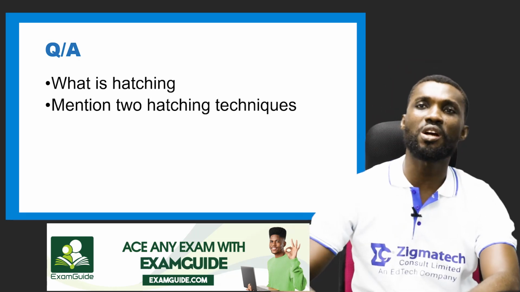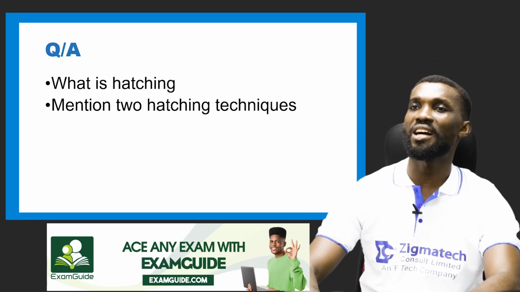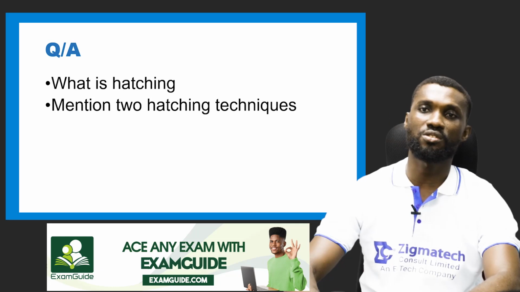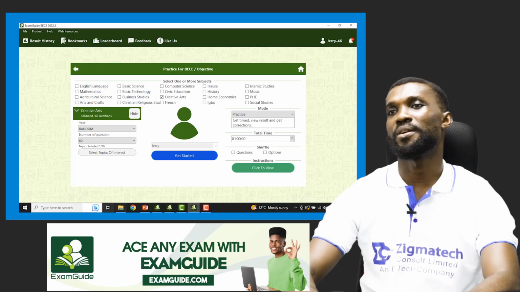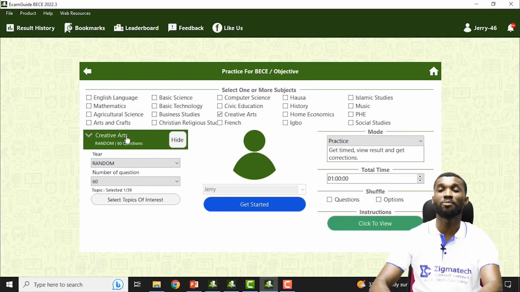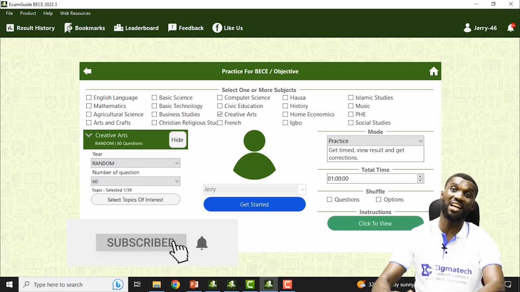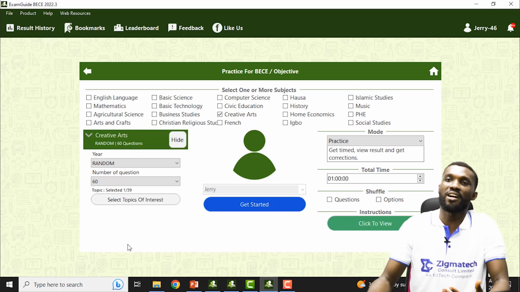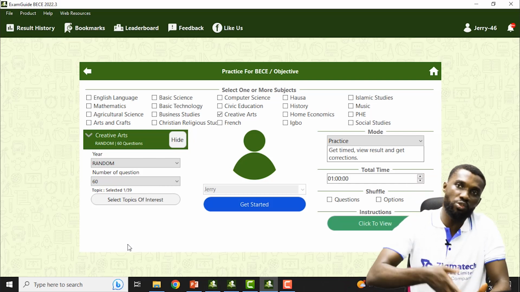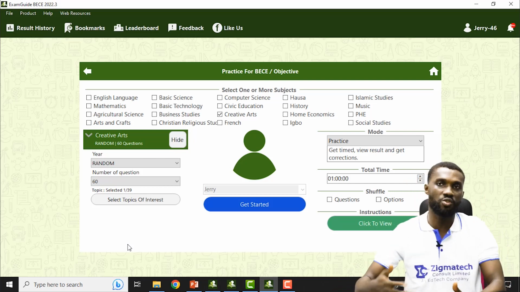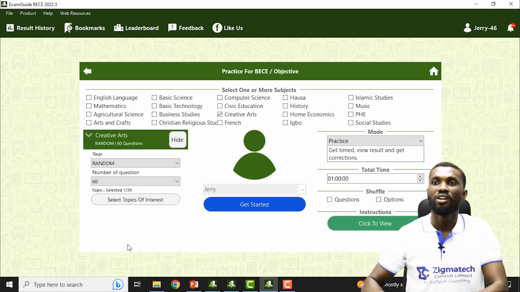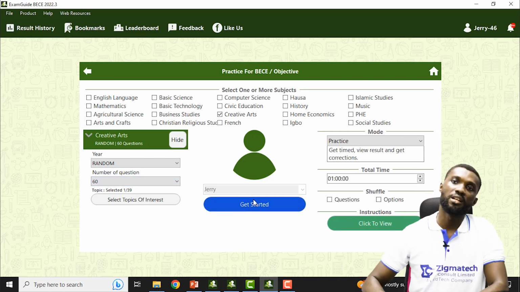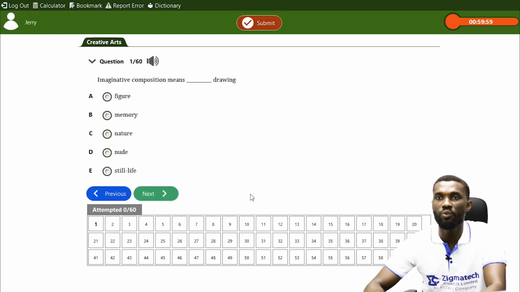So now let's go into our exam guide, where we can actually try our hands on some of these questions in preparation for your exam. Now, this is the popular word of the exam guide, where you can actually answer some questions and then try your hand to predict, based on what you have done so far, what your WAEC results will look like. You understand? Okay, now let's go. This is Cultural and Creative Arts. We are taking random questions out of 60 questions. So let's move in and then see what we have.